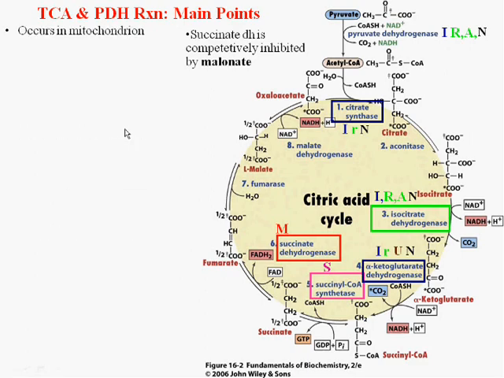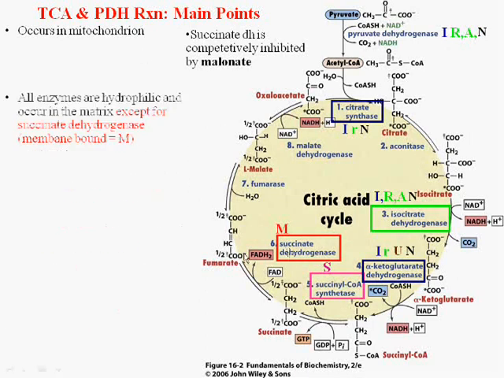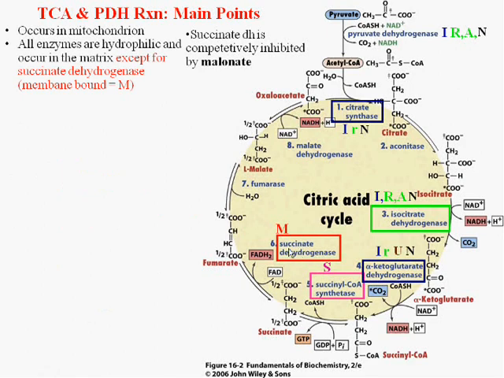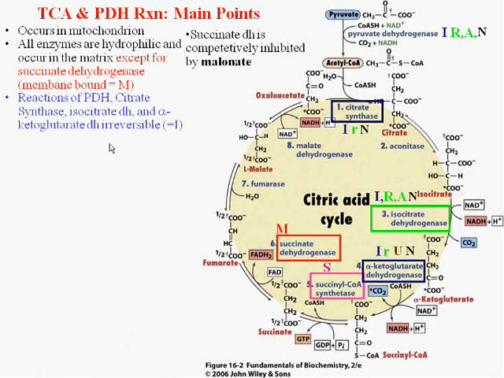Okay, first of all, it occurs in the mitochondria except for one enzyme, succinate dehydrogenase, and that is the only membrane-bound enzyme of the TCA. All the other enzymes of the TCA occur in the matrix of the mitochondria. The next thing is that the reactions of PDH, citrate synthase, isocitrate DH, and alpha-ketoglutarate DH are all irreversible. They're one-directional arrows, they're exergonic or highly exergonic, and they're irreversible reactions.